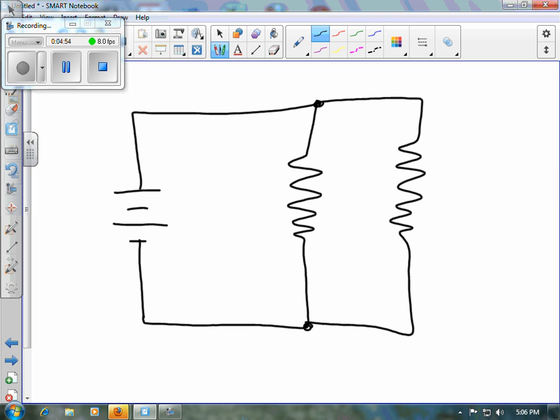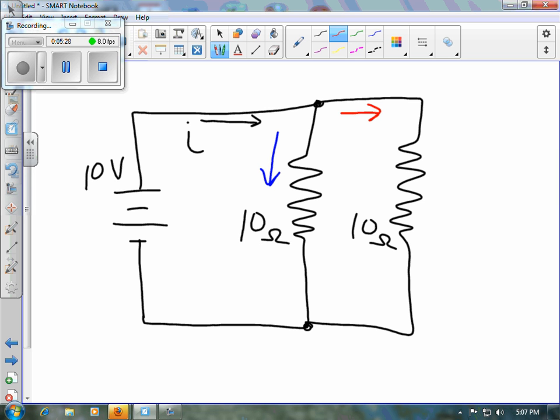Now, let's say you have a 10 ohm resistor here and a 10 ohm resistor over here, and you have a 10-volt battery, and you want to know the current I in this segment of the wire. What do we have to do to figure that out, Andre? Does the current split when it gets to the first dot there? Yes, when it gets to this dot, which is also called a node, some of the current will go that way, and some of the current will go that way.